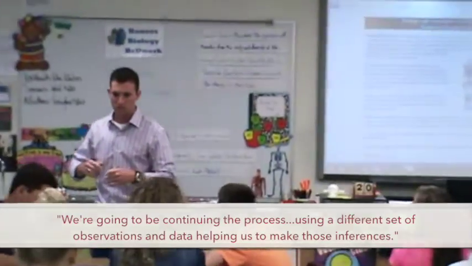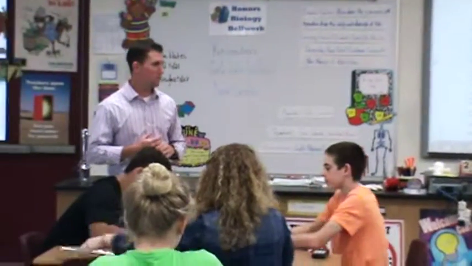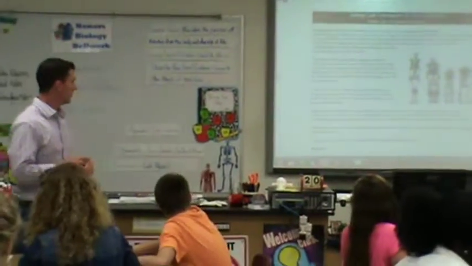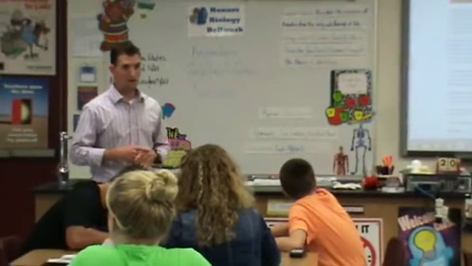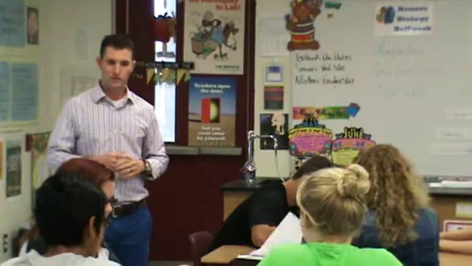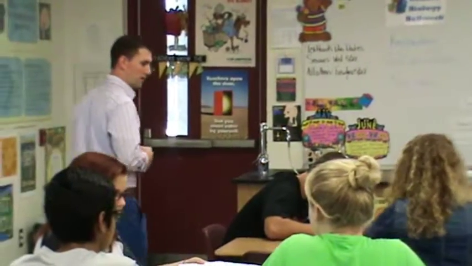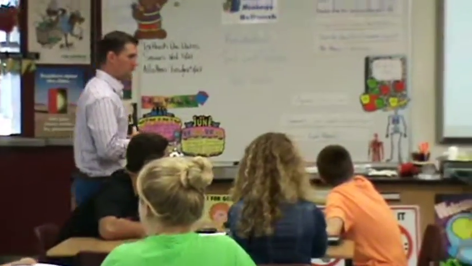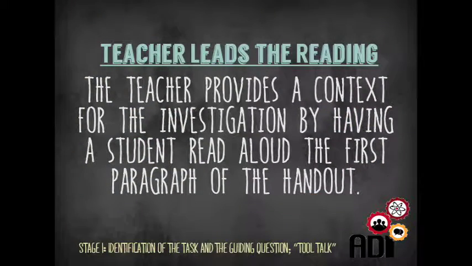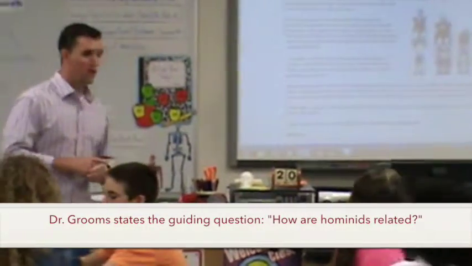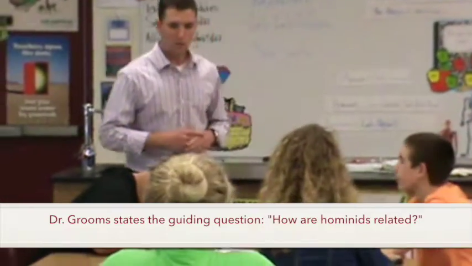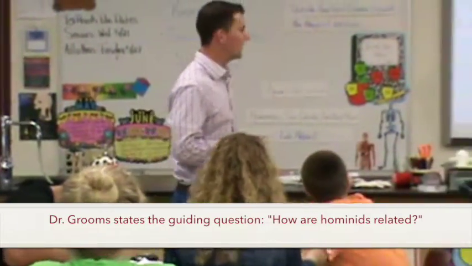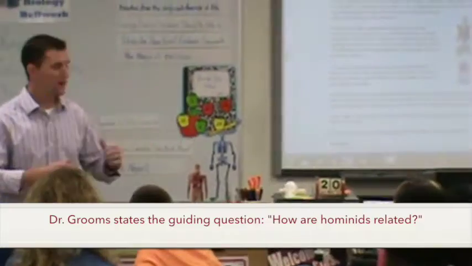All right, if you want to go ahead and turn to the right spot in your lab notebooks. You'll notice as you're doing that, there's a picture of some different skeletons there. That gives you a little bit of a clue what we're going to be using to make our inferences and figure out some relationships in this ADI. Right? So our big question, the guiding question for this activity, is how are hominids related? All right, so let's go ahead and read through the introduction.